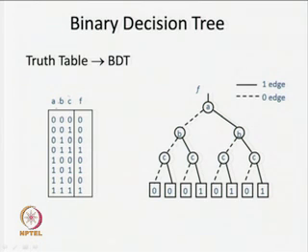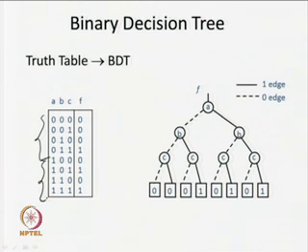Now, what we are going to do is get the BDT for this particular function. This is the truth table I have, this is the function f. I have 3 variables A, B and C. I have to see when A is equal to 0 and A equal to 1. When A is equal to 0, I look at this particular part, because B and C can have value either 0 or 1. When A equal to 1, I will have this other part of the truth table.